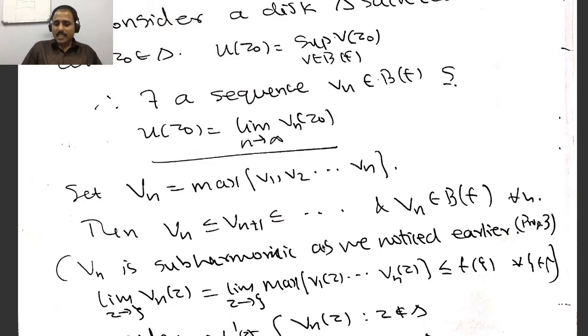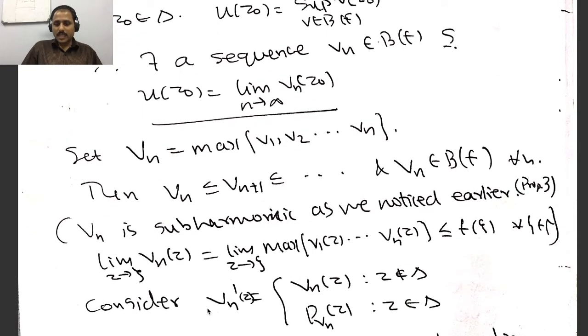Since Vn is subharmonic, as we noticed earlier, the limit as z tends to theta of capital Vn z is equal to the limit of the maximum, but each of them is bounded by f theta for all theta belongs to the boundary. Therefore, we know this, and this will tell you that capital Vn is in Bf. So it is in Bf, as well as it is an increasing, non-decreasing sequence.